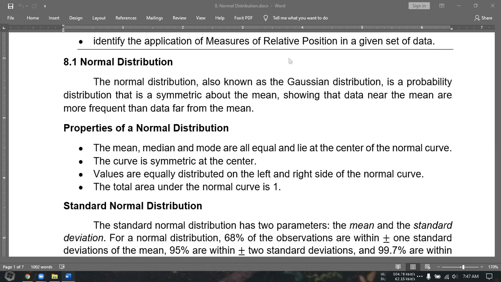Now, if the mean, median, and the mode lie at the center of the distribution, then 50% are found on the left side, and the other 50% are found on the right side. And the total area under the normal curve is 1.